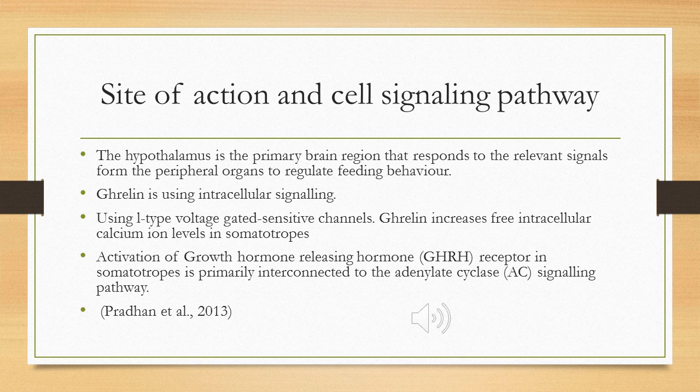The hypothalamus is the primary region in the brain that responds to relevant signals from peripheral organs to regulate feeding behaviour. Ghrelin is using intracellular signalling, converting extracellular signals into intracellular responses. Using L-type voltage-gated channels, ghrelin increases free intracellular calcium ion levels in somatotropes. Ghrelin's effect on glucagon secretion is regulated by intracellular calcium flux and phosphorylation of extracellular signal-regulated kinase.